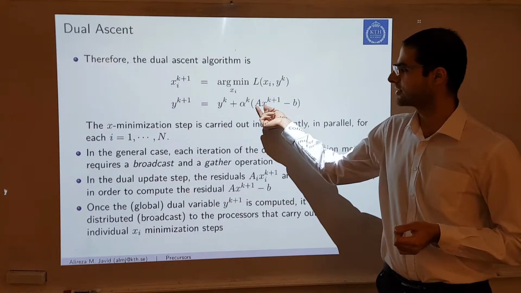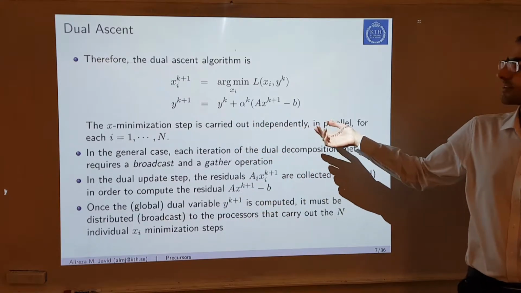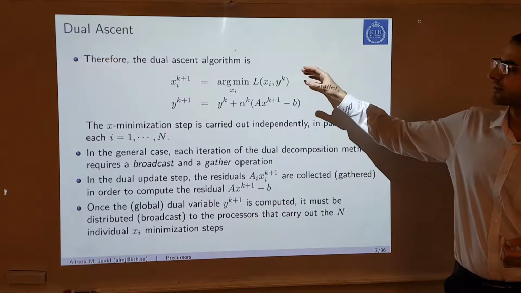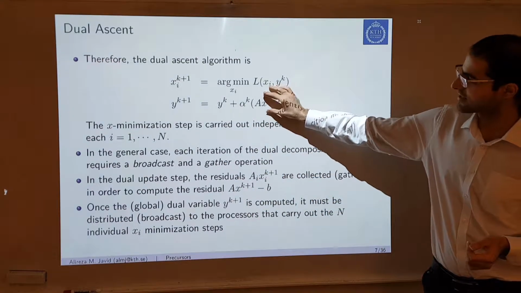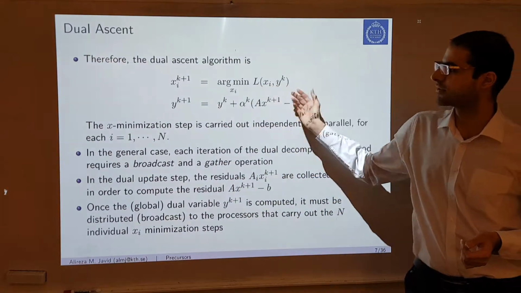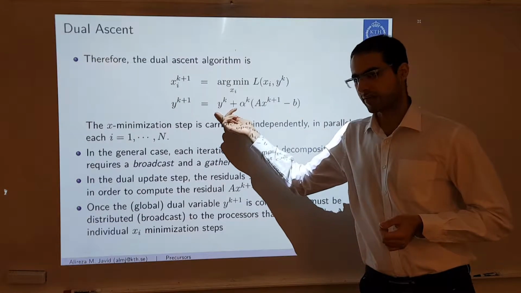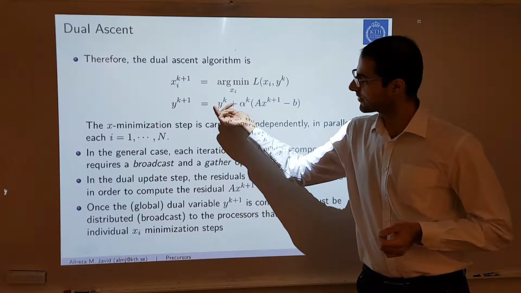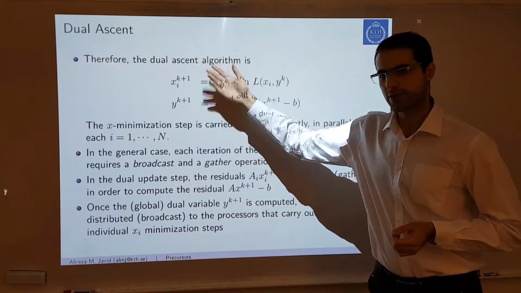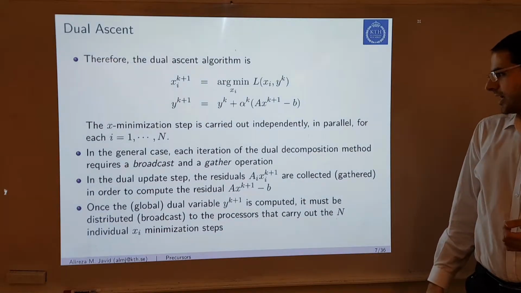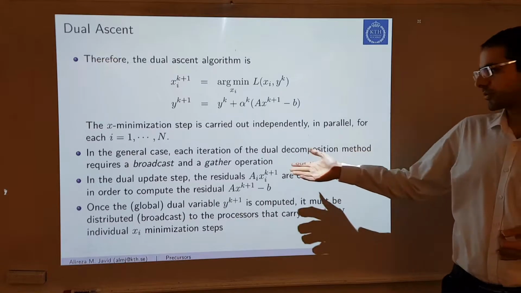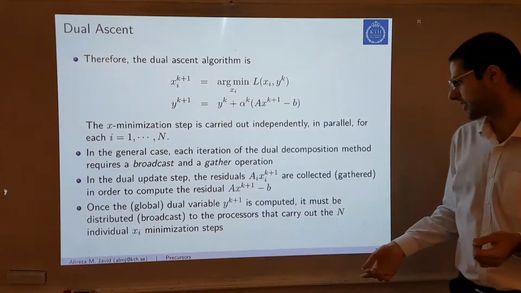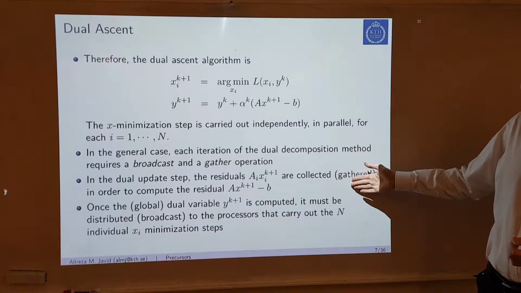In order to calculate this, you need to have a center in your network, and you need to send all of the variables xi to that center to calculate the sum of Ai xi so that you can update your variable y. Now that you have updated y, you will send it back to the individual nodes. So in each iteration of the dual decomposition method, you need a broadcast and a gather operation. And yeah, this is exactly what I just explained.